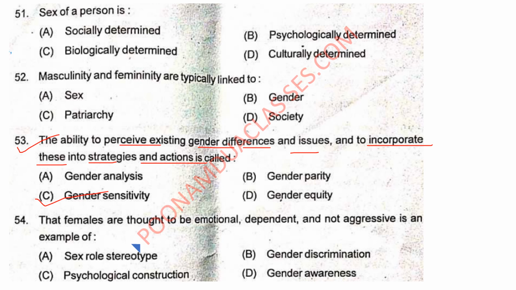54. That females are thought to be emotional, dependent and not aggressive is an example of sex role stereotypes. Option A.